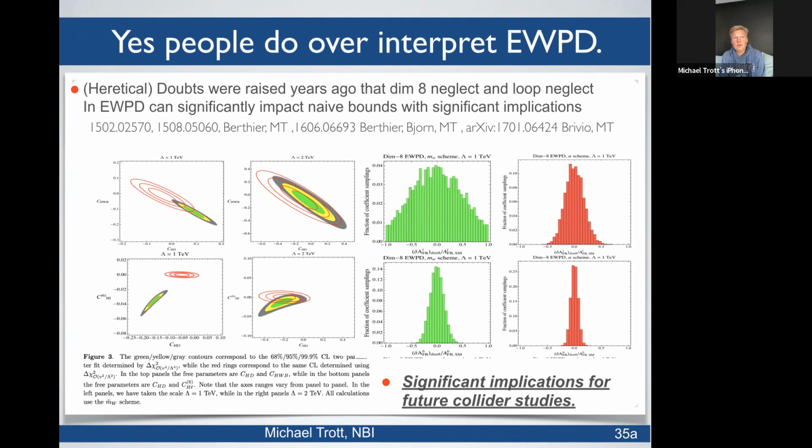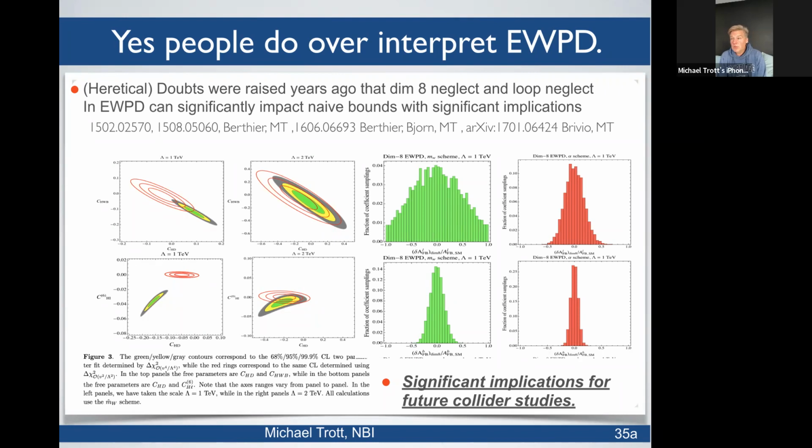Now, there was a lot of heat generated by some doubts raised a couple of years ago by myself and some collaborators about the usual interpretation of dimension 6 constraints coming from electroweak precision data, naively interpreted, where you just ignore all the dimension 8 stuff and dimension 6 squared stuff, assuming it doesn't do anything. How much would the dimension 8 stuff, once we could calculate it, actually affect that interpretation? Are we basically over-interpreting the data naively at dimension 6 alone?